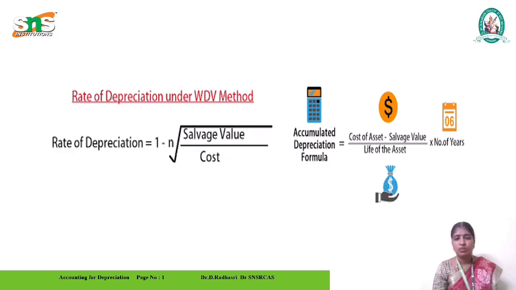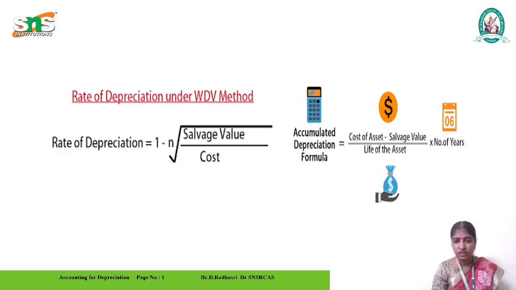In depreciation, year by year the allocation of the cost is calculated as the usage of the goods decreases their value. In the straight line method, the same depreciation is calculated year to year. When we compare the straight line method and the written down value method, what is the difference? In the straight line method, the same amount is calculated for every year.